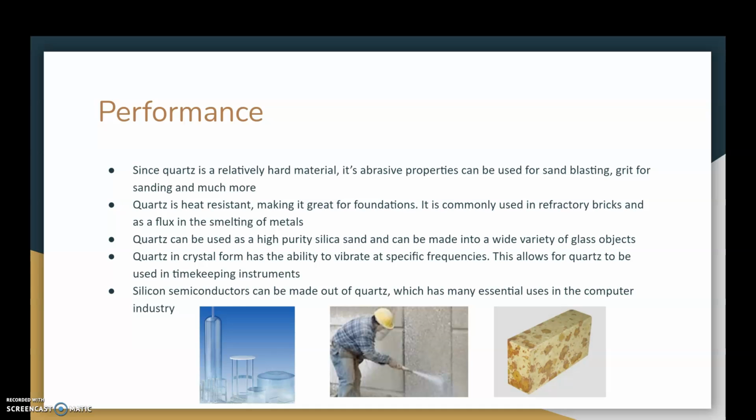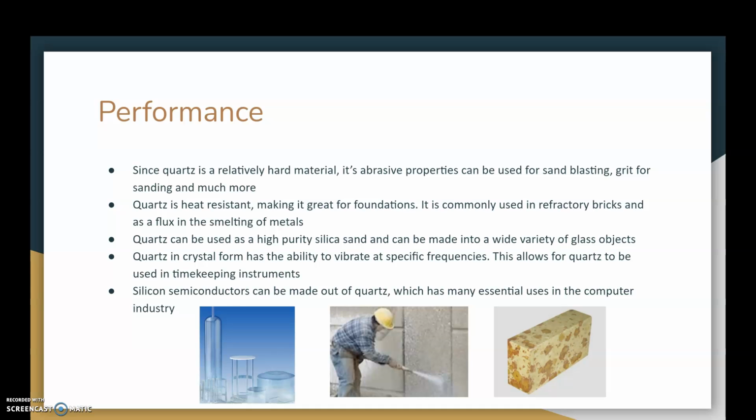Performance. Since quartz is a relatively hard material, its abrasive properties can be used for sandblasting, grit for sanding, and much more. Quartz is heat resistant, making it great for foundations. It is commonly used in refractory bricks and as a flux in the smelting of metals.